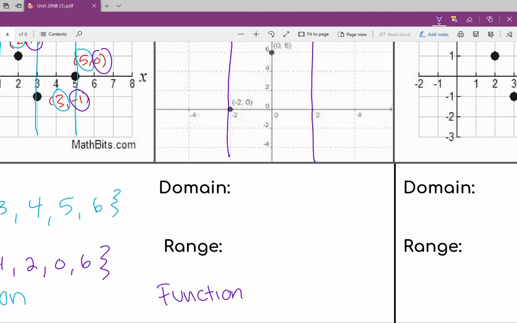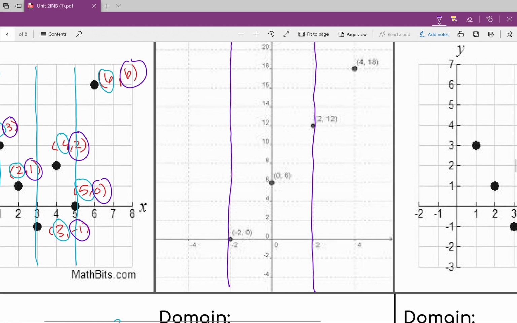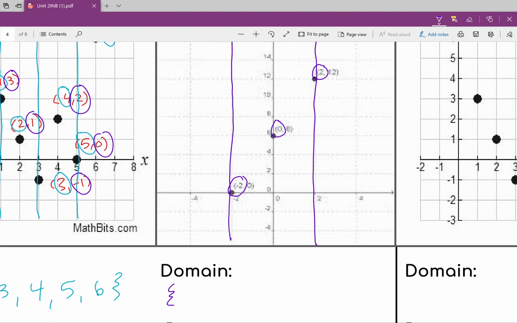Then I'm going to write my domains. And remember, my domains are all my x values. So on my graph, I have a -2, a 0, a 2, and a 4. So that's what I'm going to write. -2, 0, 2, and 4. That's my domain, all my x values.